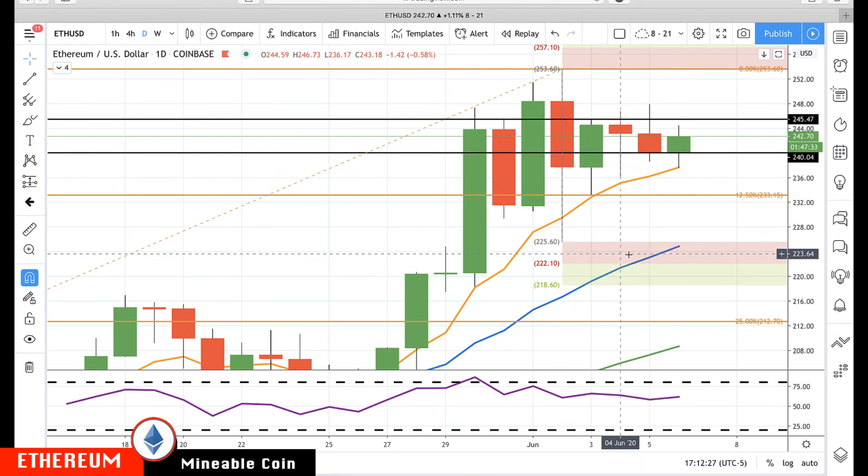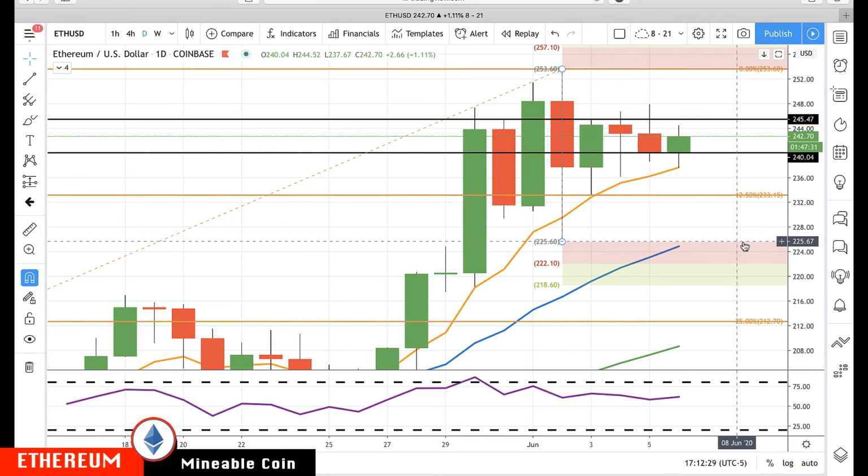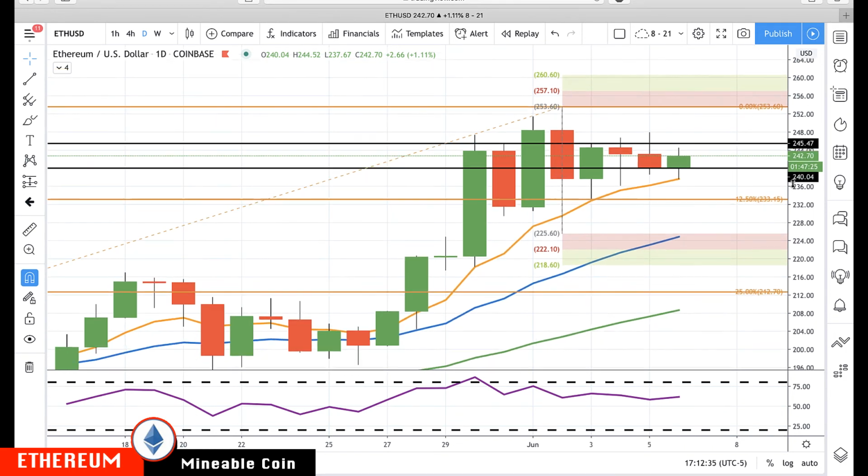What's interesting is we could pull back all the way to this 225.60 and just be at the bottom of the rotation zone and still be in fully bullish mode. But again, it still favors the move to the upside, especially if we break above this 245.50. That is a nice bullish breakout. That's what we have for you on Bitcoin and Ethereum, and we'll talk to everyone soon.